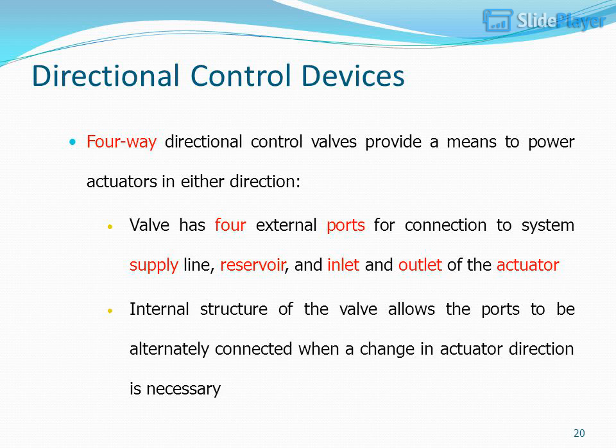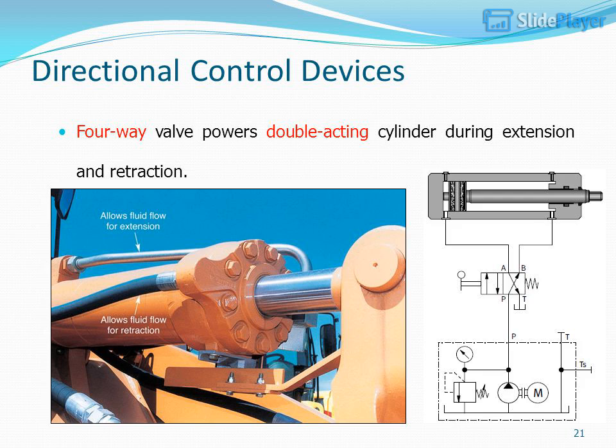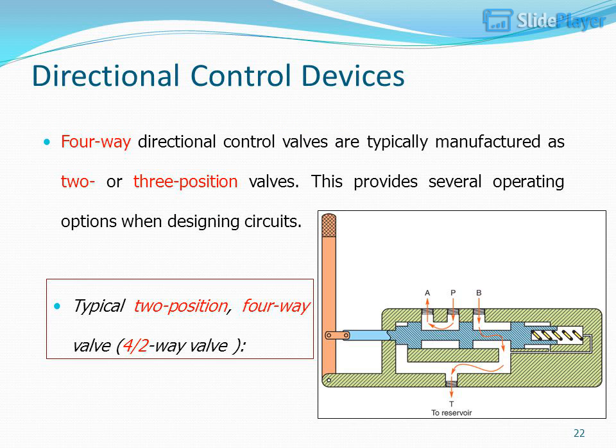Four-way directional control valves provide a means to power actuators in either direction. The valve has 4 external ports for connection to system supply line, reservoir, and inlet and outlet of the actuator. Internal structure of the valve allows the ports to be alternately connected when a change in actuator direction is necessary. Four-way valve powers double-acting cylinder during extension and retraction.